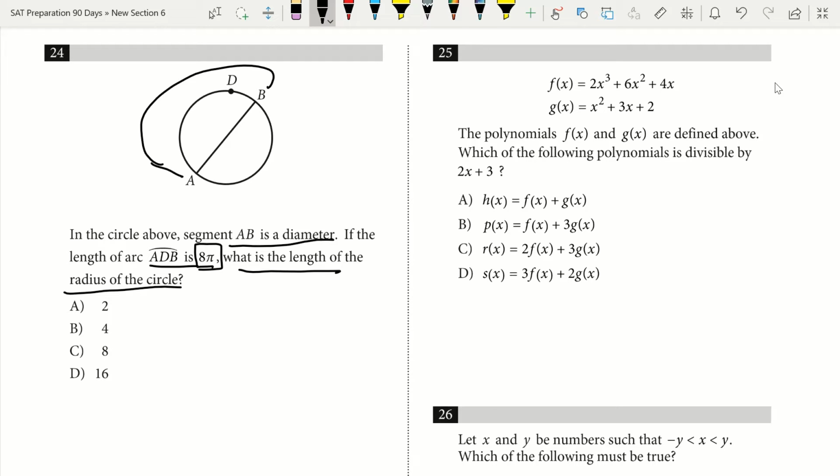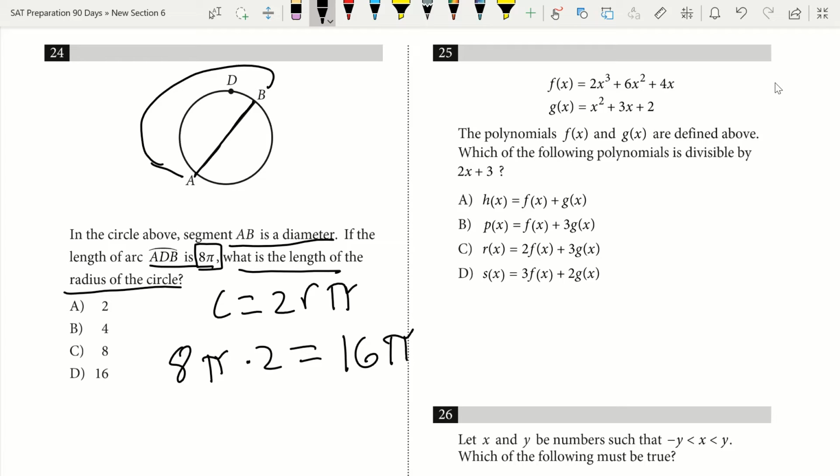Well, if I have a diameter here, I know that's splitting my circle in half. So that arc length has to be half of my total arc length, or half my circumference. I know my circumference is 2 times my radius times pi. So if half my circumference is 8 pi, then to get my whole circumference, I have to multiply by 2 to get rid of that half of my circumference. So that's going to give me 16 pi is my total circumference.